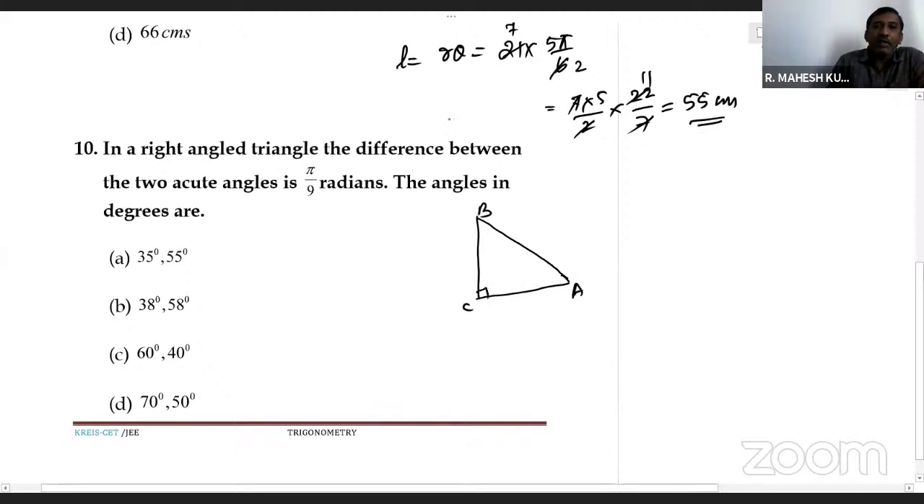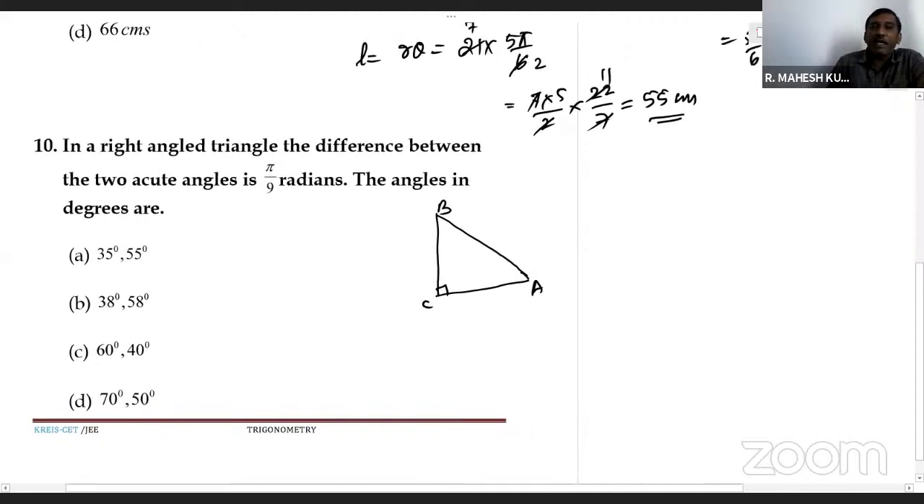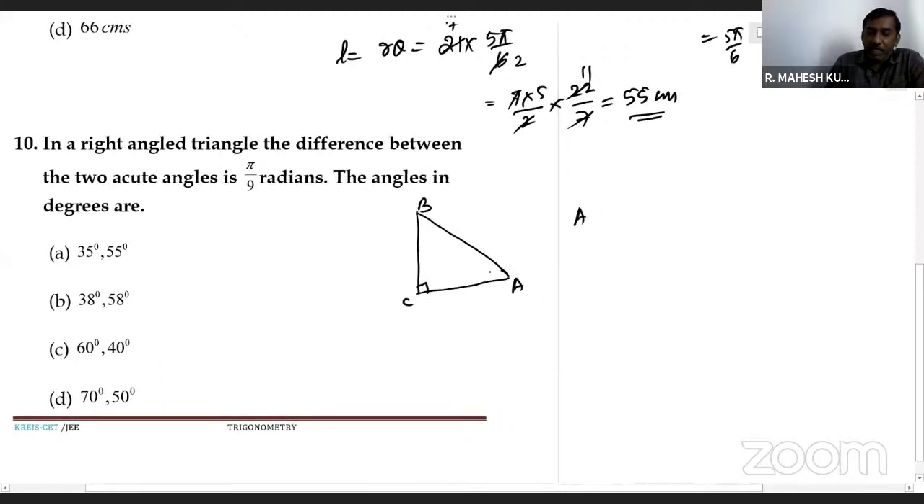So what is the question saying? The difference between two acute angles of a right angle triangle is pi by 9. That means these two are acute angles. A minus B is pi by 9, they are saying. Now if you add A plus B, in a right angle triangle, it is going to be pi by 2. It is going to be 90 degrees. Suppose you want to convert this in degrees, 180 by 9, see what it becomes. So 180 by 9 is going to be 20. This is going to be 90 degrees.